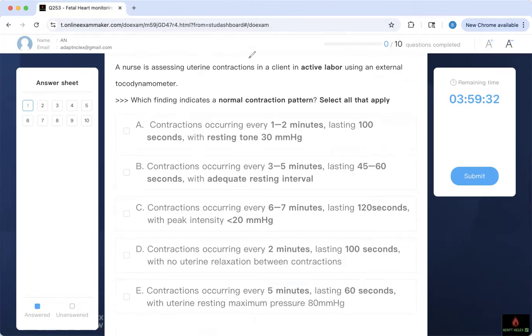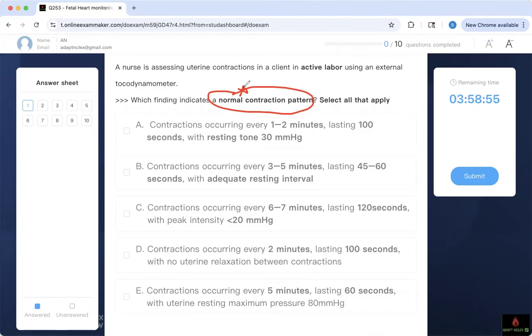I know you pick something, but this is the way we're going to answer the question: reading from the back. Which finding indicates a normal contraction pattern? That means there's a normal contraction that is needed to be able to answer this question. A nurse is assessing a uterine contraction in a client in active labor using an external tocodynamometer. Which finding indicates normal contraction? There's a bunch of words in the question, but the one I want you to pay attention to is this: normal contraction. That's all. And it's a select or apply. Just pick those that you're 100% confident in.